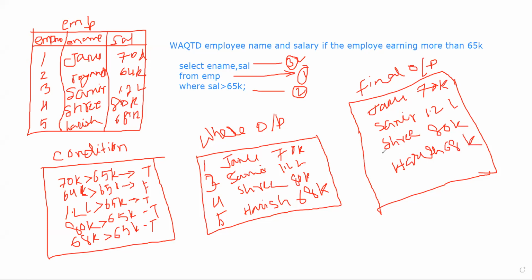Guys, understood or not? Understood, sir. This is 3 lines of code and internally this kind of operation works. You just write down on your copy like this only. Then only you will understand the where clause.